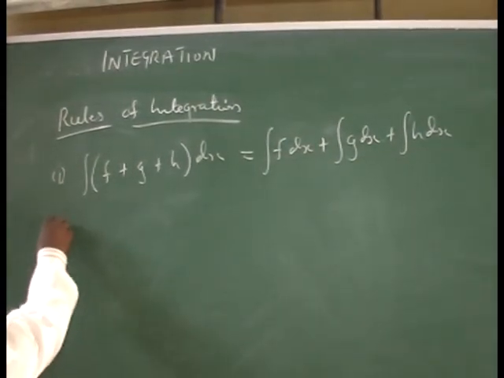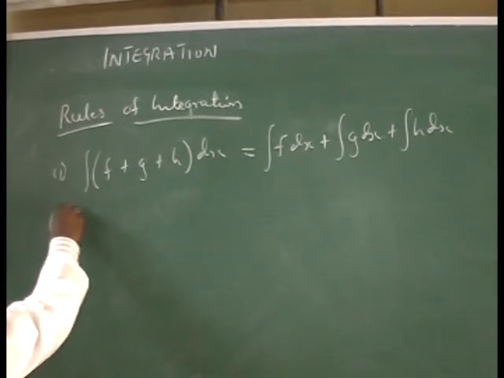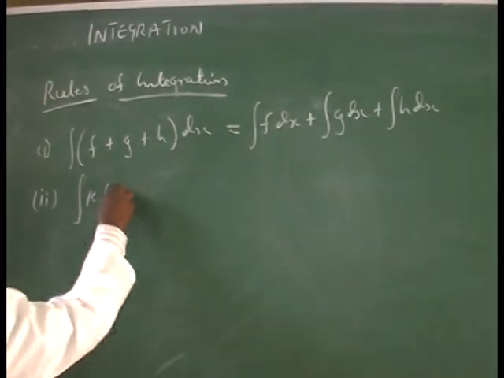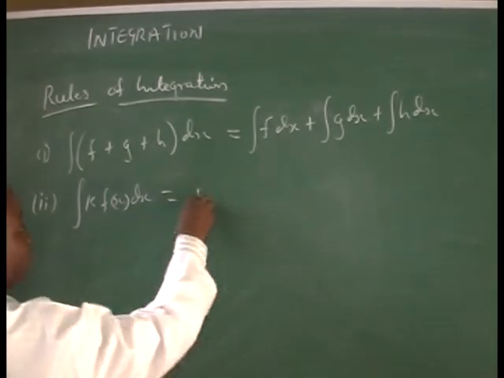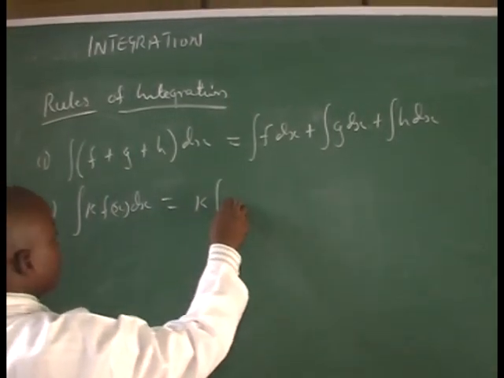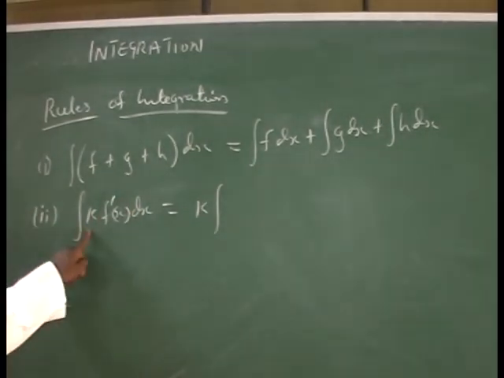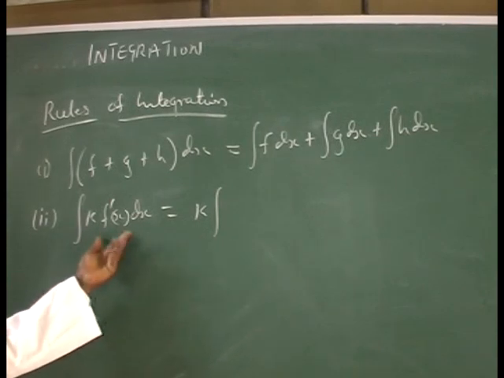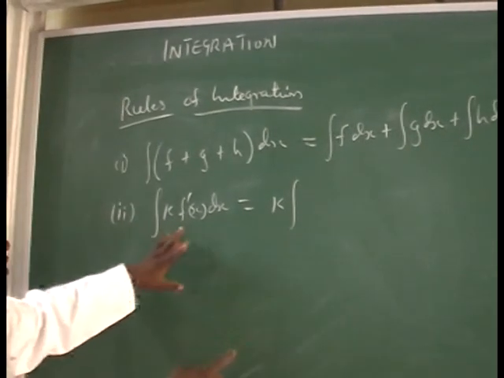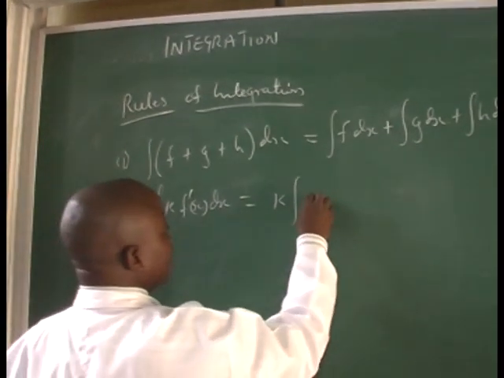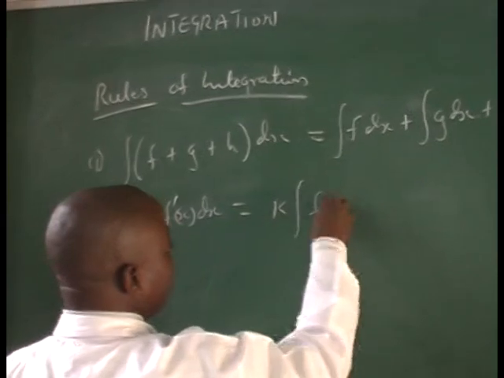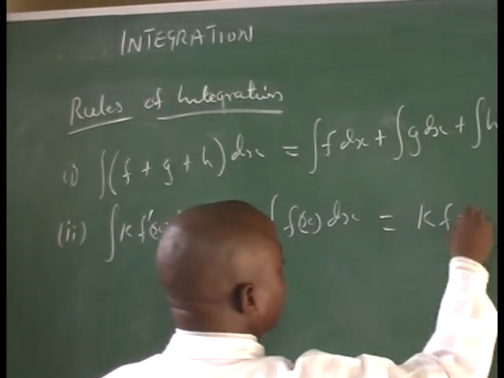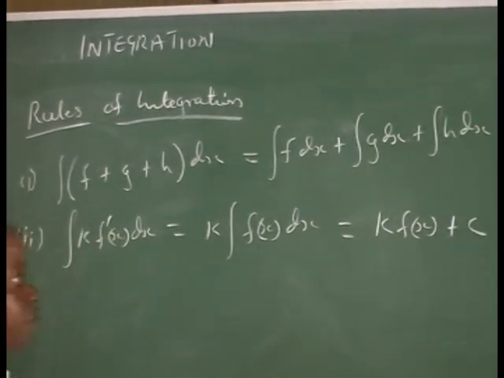Now, number 2. The integral of k f of x dx will be equal to k times the integral of f of x dx. It must be f prime of x because it is the derivative that will integrate to get the function. So k times the integral of f prime of x dx, which is equal to k f of x plus c.